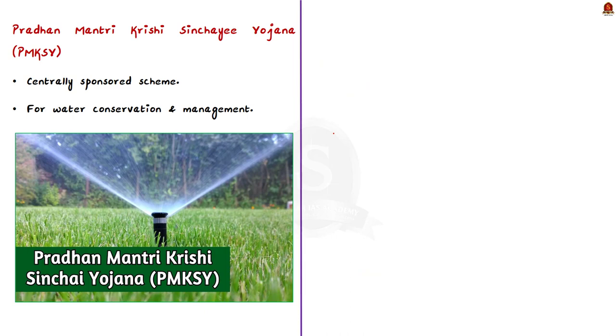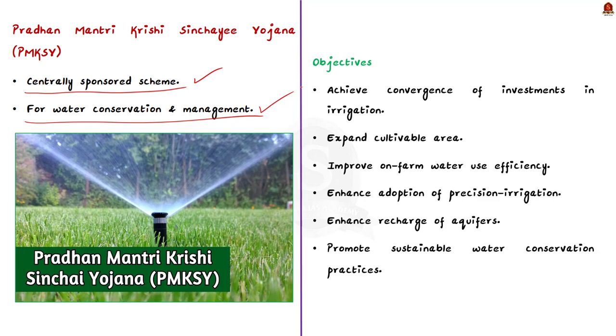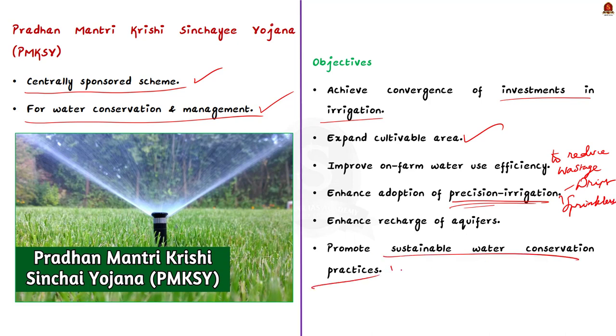See, the Pradhan Mantri Krishi Sinchai Yojana is a centrally sponsored scheme relating to water conservation and management. The major objective of this scheme is to achieve convergence of investments in agriculture at the field level. The other objectives include expansion of cultivable area under assured irrigation, then to improve on-farm water use efficiency to reduce wastage of water, to enhance the adoption of precision irrigation and other water-saving technologies like drip irrigation, sprinkler irrigation, etc., and finally to promote sustainable water conservation practices. This is all about the objectives of the scheme.